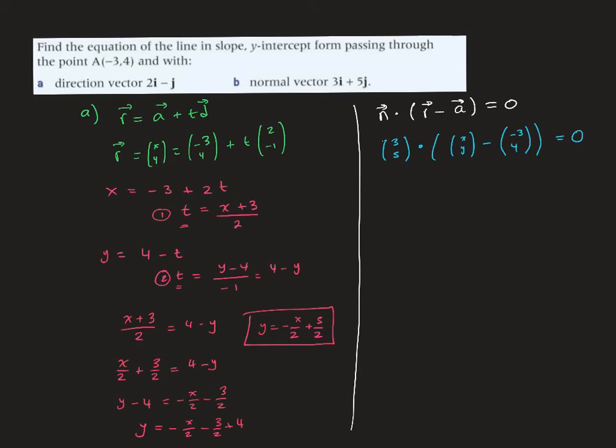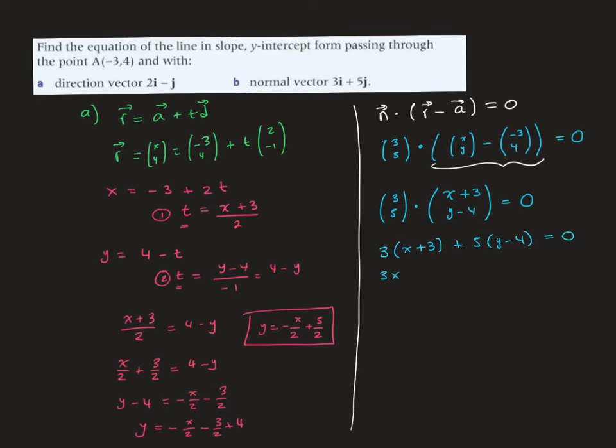So if we start from there, we need to figure out this vector right here first before we do the dot product. So this is (3, 5) dot product the vector (x minus 3, y minus 4) equal to 0. Now we are going to multiply this as the dot product. So this should be 3 times (x plus 3) plus 5 times (y minus 4) equal to 0.